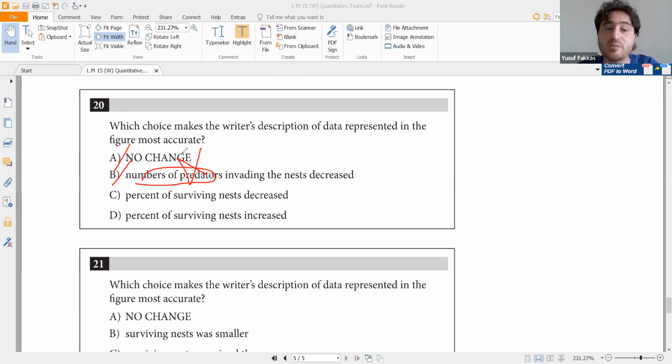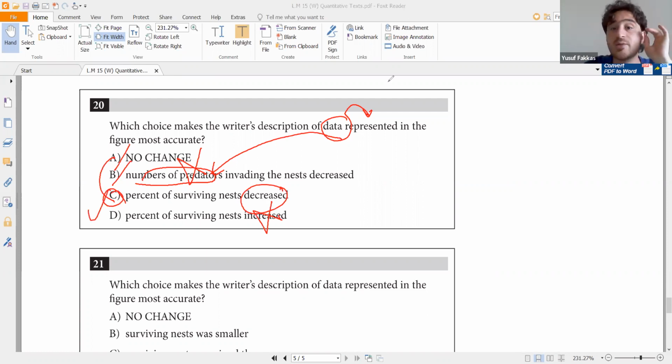Okay? Despite the fact A and C have the same meaning, remember, we need the data represented in the figure. Does the figure show us anything about the number of predators? No. And we know that the percent of surviving nests did not increase. They decreased, as I showed you. So the answer is C.